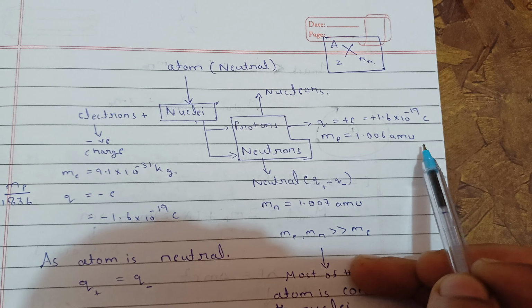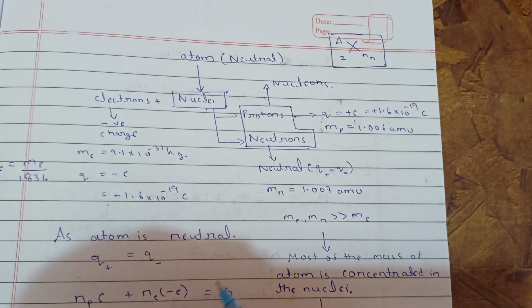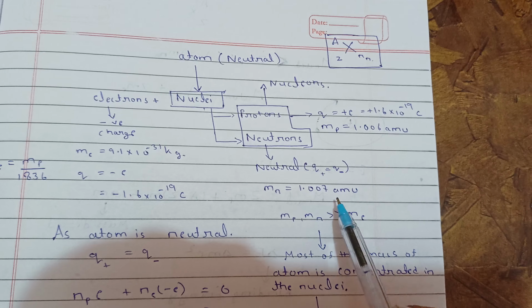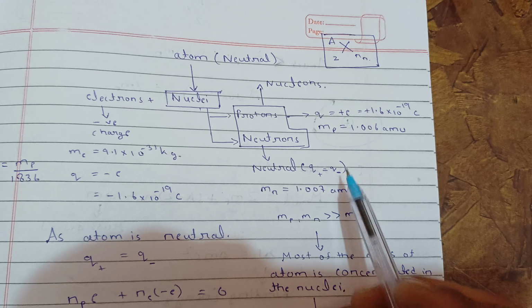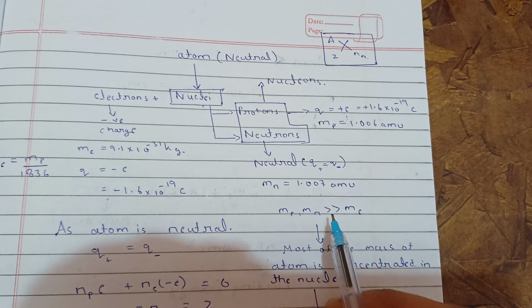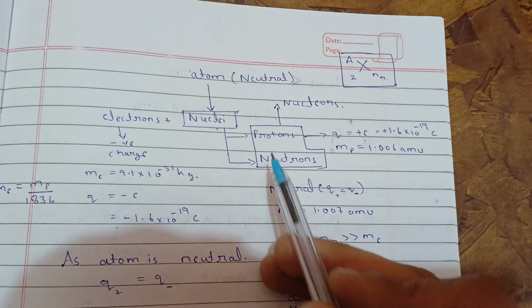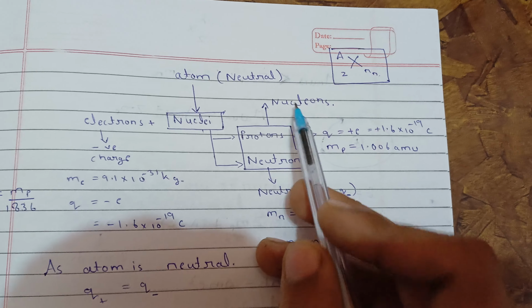And if we talk about neutrons, the neutrons are neutral, and that doesn't mean that they don't have any charge. It means that there is an equal amount of positive and negative charge inside the neutron that makes it neutral. The mass of a neutron is 1.007 AMU, a little bit larger than the proton. Both the mass of the proton and neutron are very much larger than the mass of the electron, and that's why we say that most of the mass of the atom is concentrated in the nucleus. Both combined, the protons and neutrons inside the nucleus, are called nucleons.